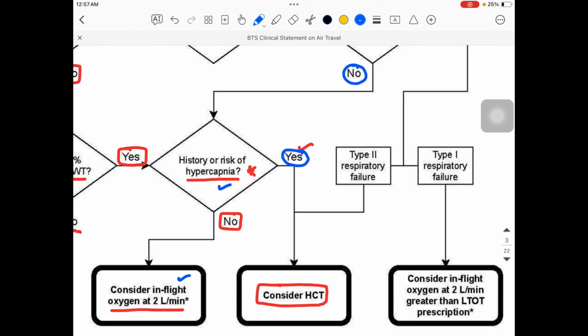How would you know whether the patient has hypercapnia risk or not? Simply, you will do the arterial blood gas, ABG. In that we shall see the PCO2 levels. So that is the thing.